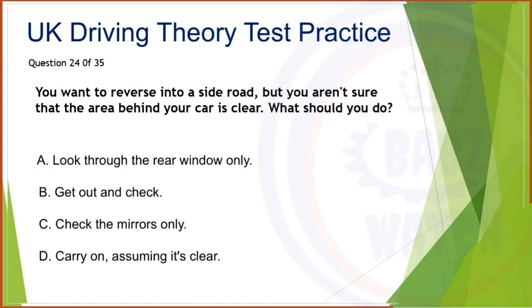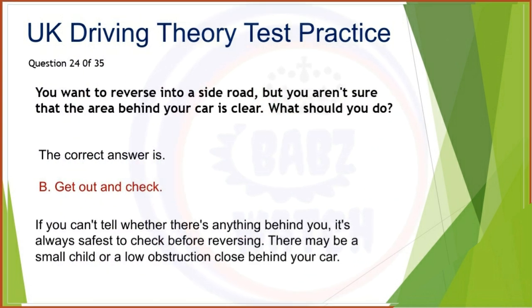Question 24 of 35. You want to reverse into a side road, but you aren't sure that the area behind your car is clear. What should you do? A. Look through the rear window only. B. Get out and check. C. Check the mirrors only. D. Carry on, assuming it's clear. The correct answer is B.